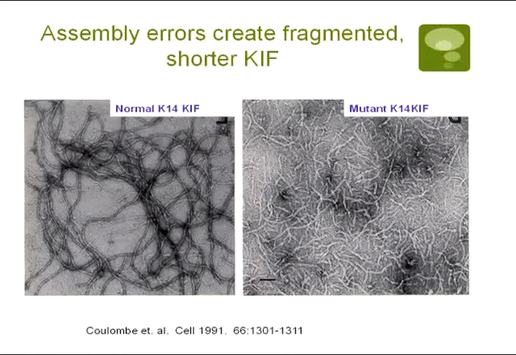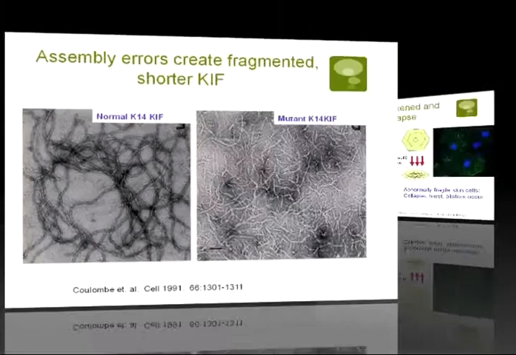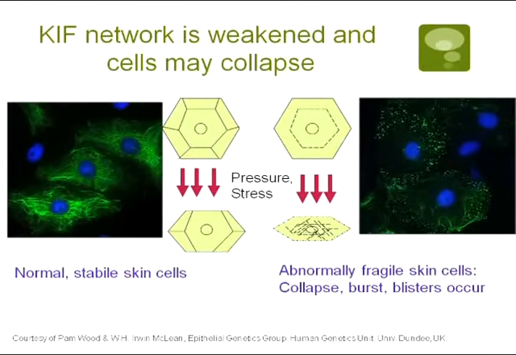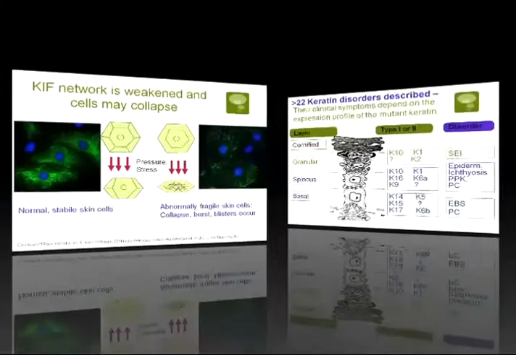So that's also happening with the filaments, and as you can see on the right-hand side where we have a mutation, the filaments are not long and nice and elongated, but they are short and fragmented if you grow them inside a petri dish. And in human cells, as you can see here, they clump and are unable to form the nice filaments that we see under normal conditions, which results in fragility of those cells. They collapse and they can burst and blisters can occur. And this is what's causing all kinds of different keratin disorders.